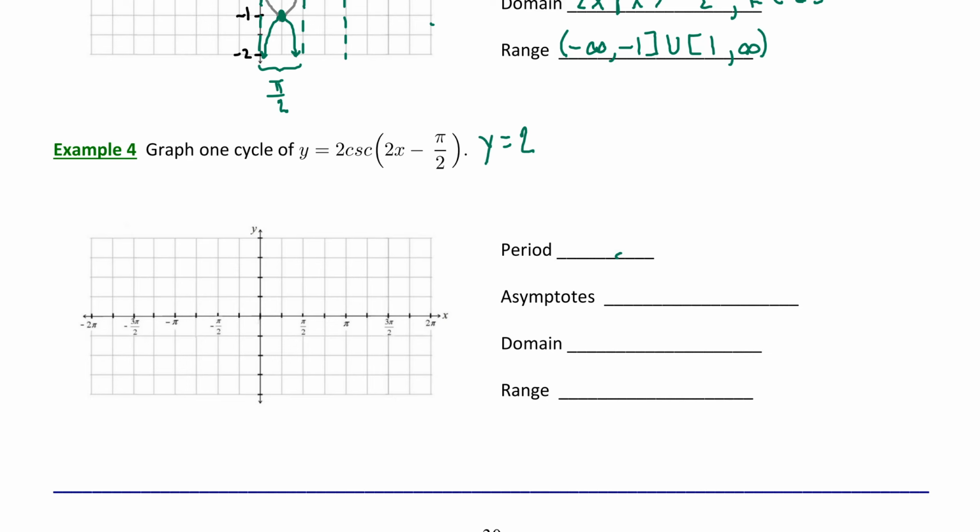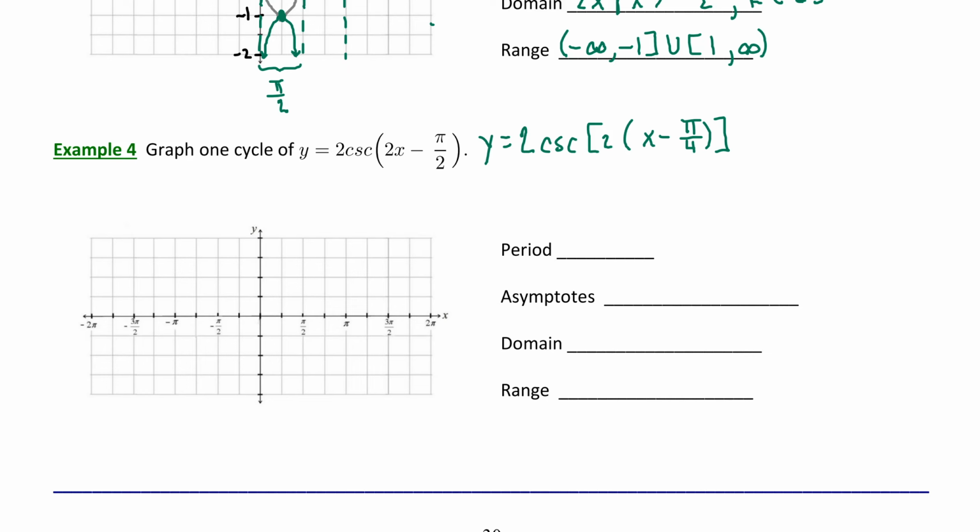So let's rewrite the function as 2 cosecant. I'm going to factor out the 2, and this leaves behind x minus, and just multiply by a half here, pi over 4. So our phase shift is pi over 4. Just to be sure, you can double check your factoring by redistributing. 2 times x gives you 2x. 2 times pi over 4 is 2 pi over 4, and that reduces to pi over 2.